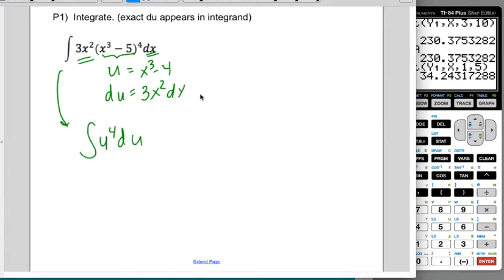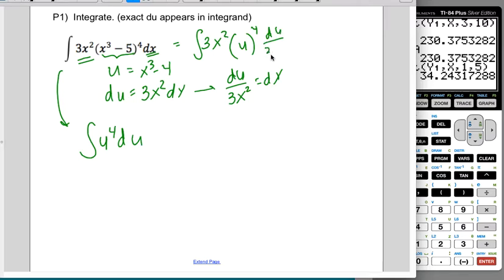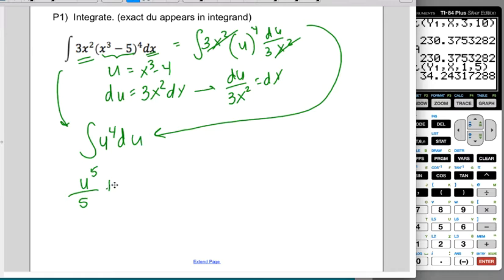If you're not, you would solve for dx, and you'd plug in and say, oh, okay, this is a 3x squared times u to the 4th times a du over 3x squared. You'd cancel the 3x squareds, and it would land you here. Either way, doesn't matter to me. When you anti-differentiate, you get u to the 5th over 5 plus c, but then it's not really a u, it's an x to the 3rd minus 4.